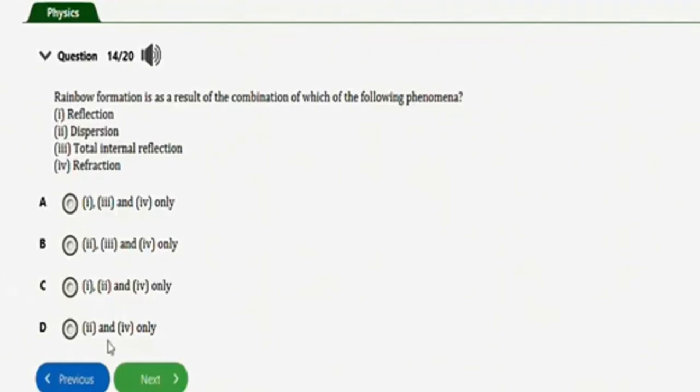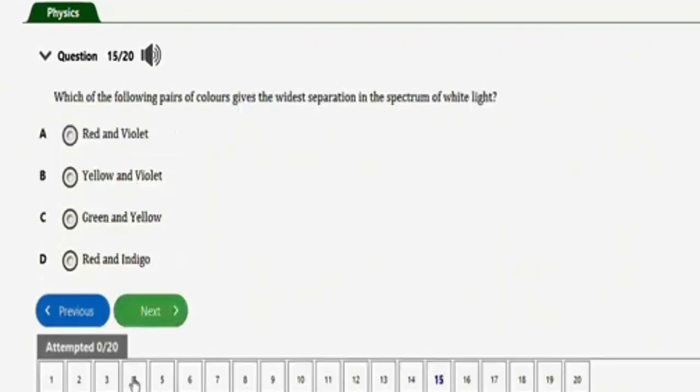So the next question will be this one. It says, which of the following pairs of colors gives the widest separation in the spectrum of white light? We have red and violet, yellow and violet, green and yellow, and red and indigo. So guys, the correct option to this question is option A, which is red and violet.